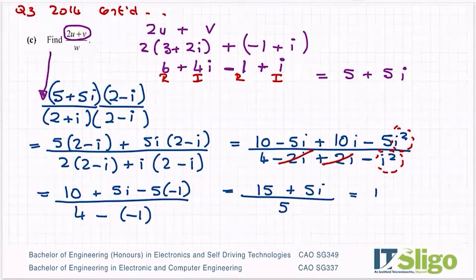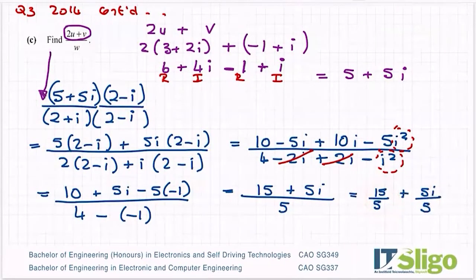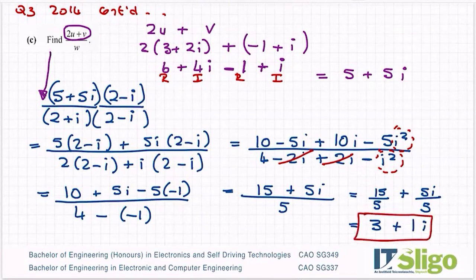And the last job, break it into its reals, break it into its imaginaries. And when it divides in nicely, like this one does, divide it in. So 15 over 5 is 3, 5i over 5 is 1i, okay, or simply i. So the answer for that one is 3 plus i.